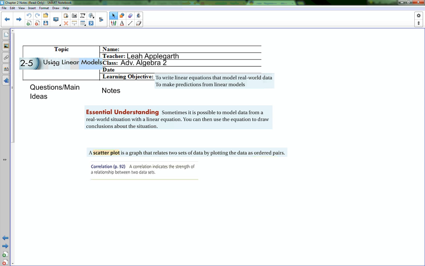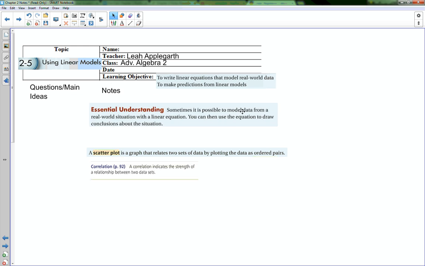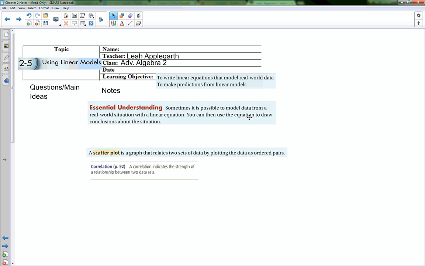Today we're going to be talking about using linear models, which is 2-5. Our goal is to write linear equations that model real-world data and to make predictions from those linear models. Our essential understanding, you don't have to write this down, is that sometimes it's possible to model data from a real-world situation with a linear equation. You can then use the equation to draw conclusions about the situation.